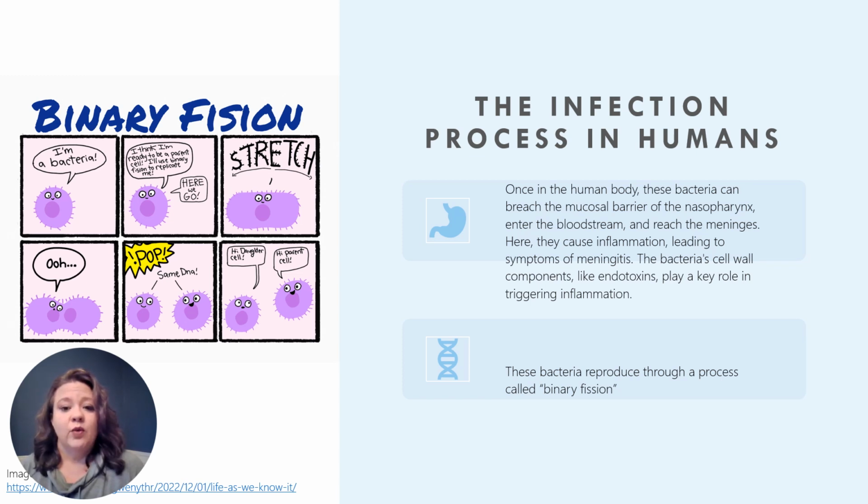The bacteria's cell wall components, like endotoxins, play a key role in triggering inflammation. These bacteria reproduce through a process called binary fission. It is an asexual reproduction where the cell creates a copy or daughter cell of itself.